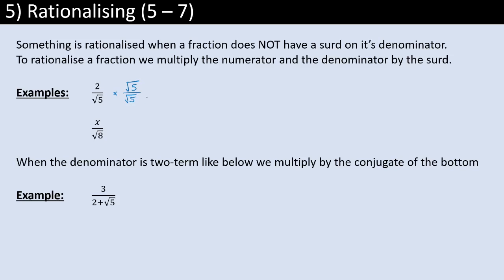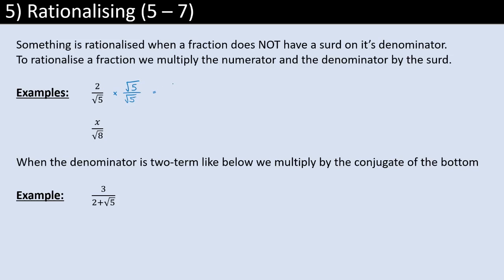Now, if you're thinking at this point, but hang on a minute, that's just going to change our answer, it's going to be completely different. It won't be. The reason why it won't be is if you take something and divide it by the same thing, that's just going to equal 1. And if we times by 1, our answer doesn't change. So it's perfectly okay for us to do this.